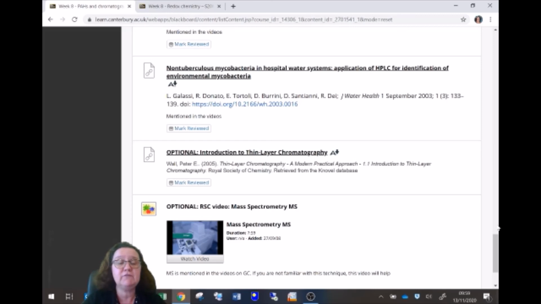If you have never come across gas chromatography, if you're not familiar with the technique, if you're not familiar with the mass spectrometry technique, which is quite likely, then it might make it more difficult to understand the GCMS section. So it's only 7-8 minutes. It's worth having a look at it.